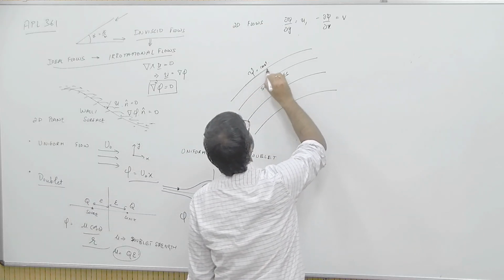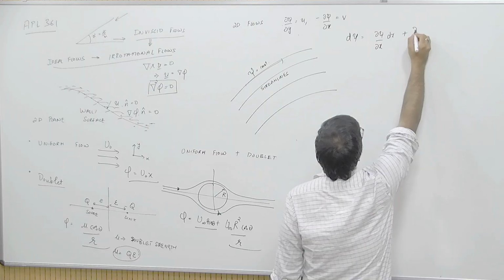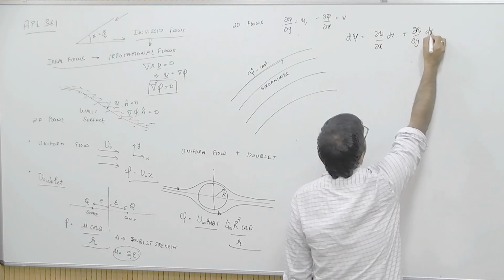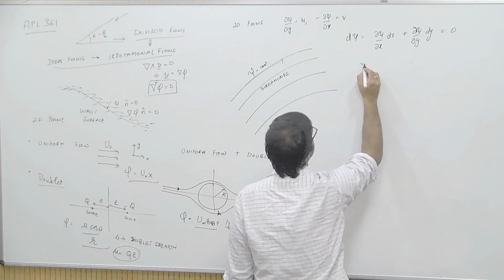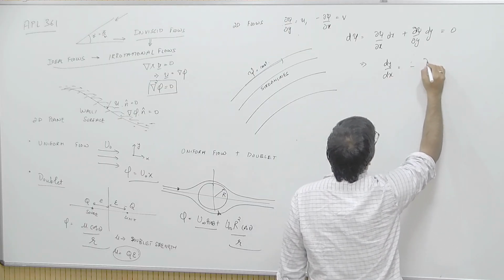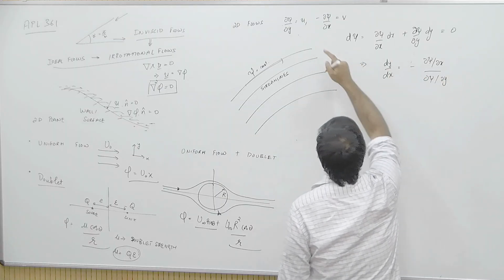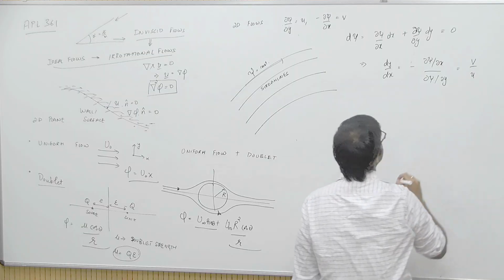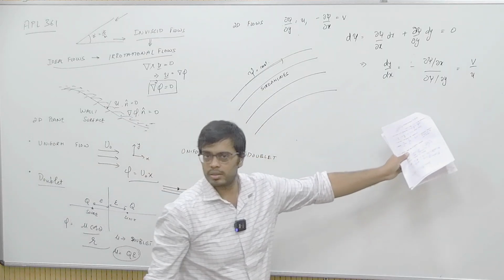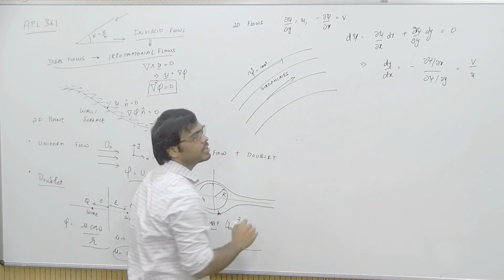So, along this line, consider d psi, which is nothing but del psi by del x dx plus del psi by del y dy, and you say this is 0. So, this means dy by dx is equal to minus del psi by del x over del psi by del y, which from the definition is basically v by u. This means these are curves which have tangents to velocity. The tangents to these curves are basically velocity vectors.